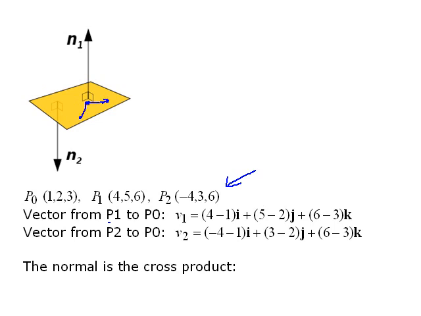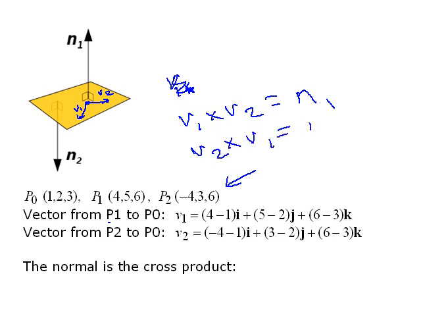I can create another vector. So this could be V1, let's say, and this is V2. Now to create the normal, I take the cross product of these 2 vectors. If I take V1 cross V2, the way I've drawn this, I will get that normal that's pointing up. If I go V2 cross V1, I'll get the normal that's pointing down.